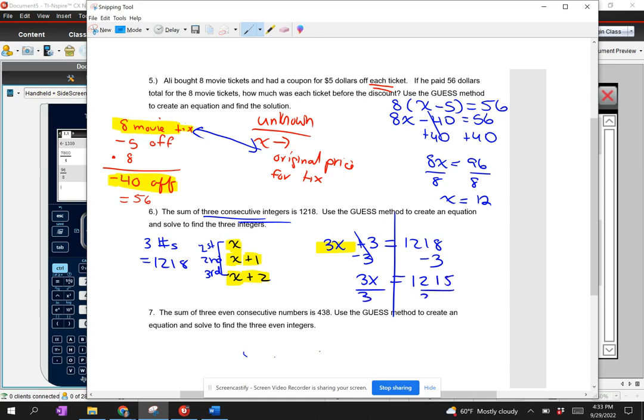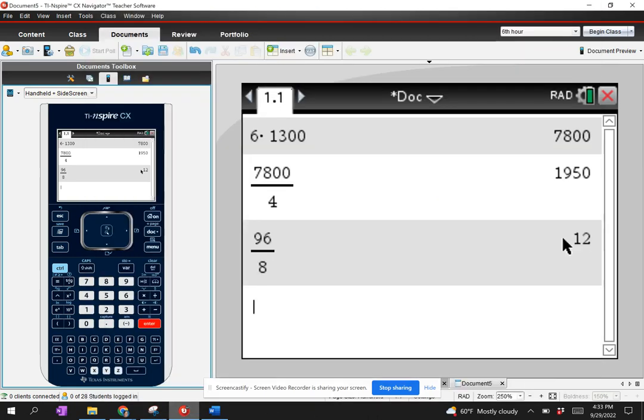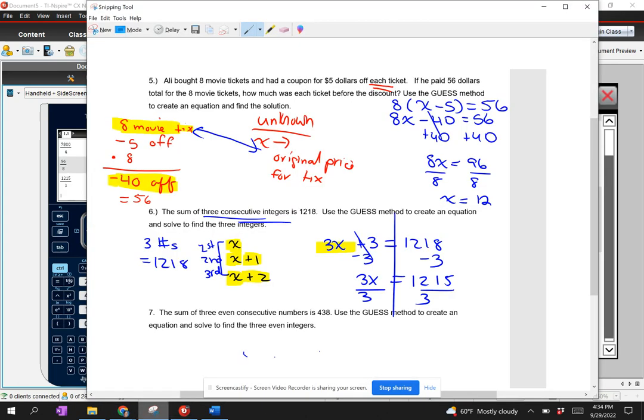Now if I divide 1215 by 3, my first number of the batch will be 405. X plus 1 would be 406. And then x plus 2 would be 407.